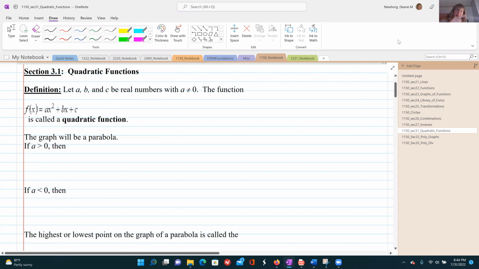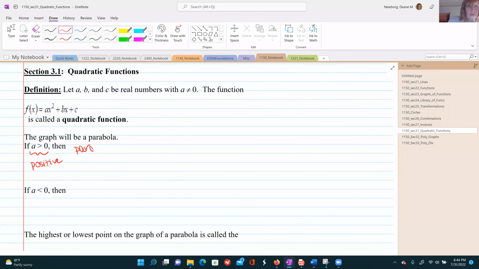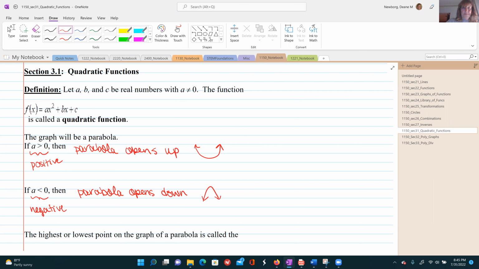If a, the number in front of x squared, is greater than 0, which is just the same as saying positive, then the parabola will open up. So it'll look like this. If a is less than 0, which is negative, then the parabola opens down. So it would look like that.